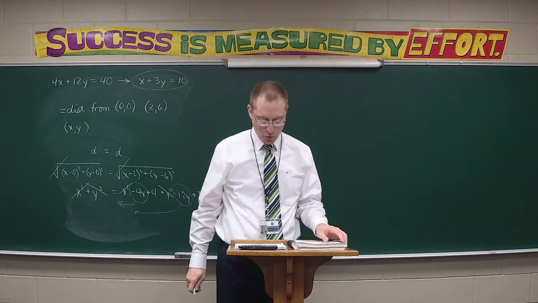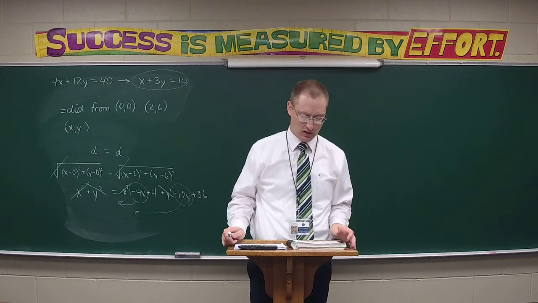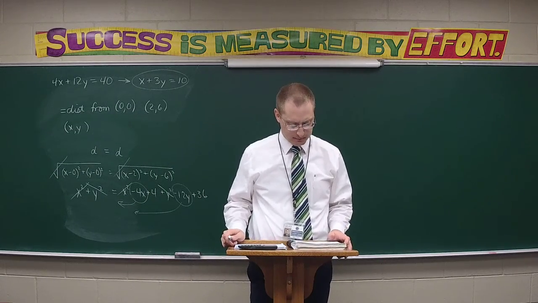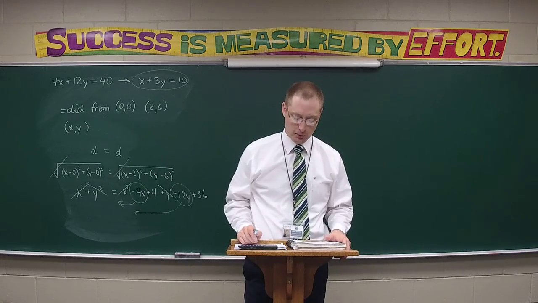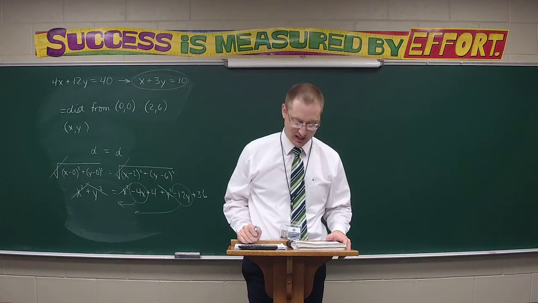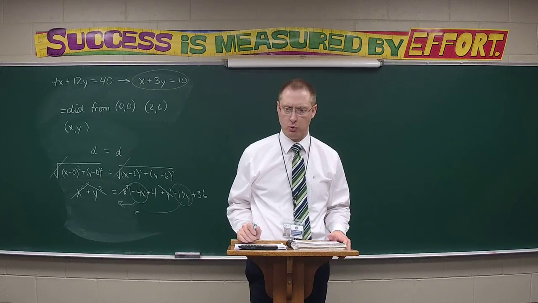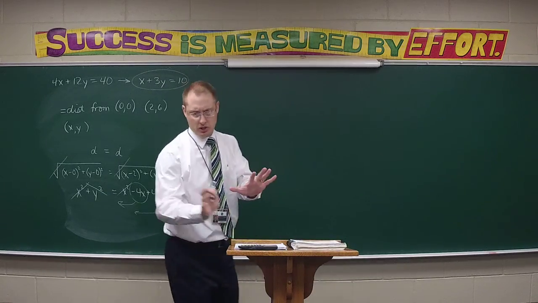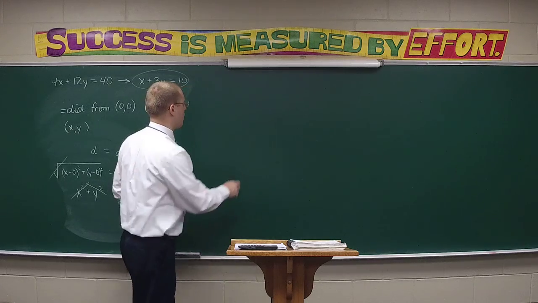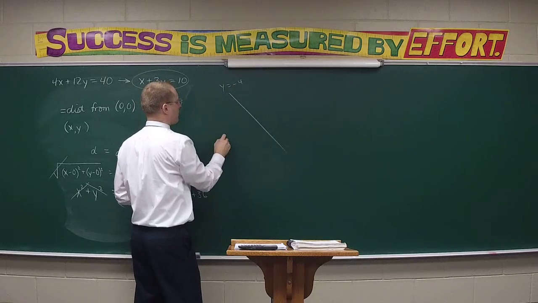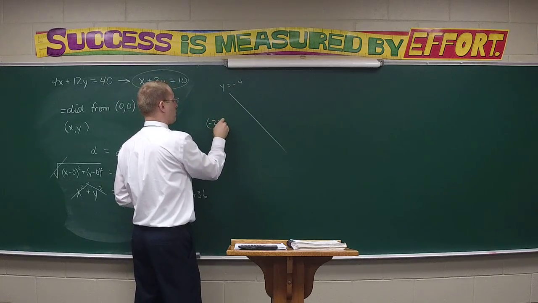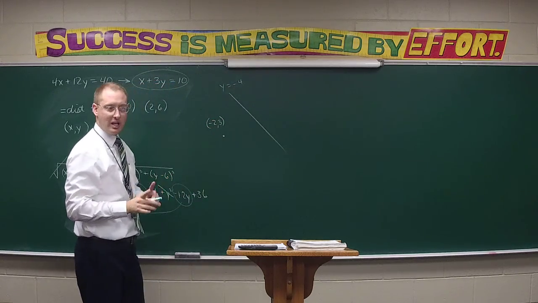Drop down, if you would, to 2h. 2h, this is an interesting one. We're finding the locus of points equidistant from negative 2, 3, and the line y equals negative 4. Now picture this for a moment. We're going to picture it before we do it. We've got a line, y equals negative 4, and we've got a point, negative 2, 3. They want all the points that are equidistant.